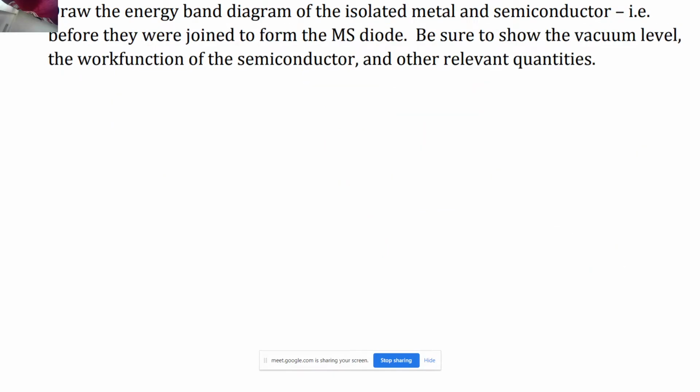So now this question is asking me to draw the energy band diagram of the isolated metal and semiconductor. They are not asking me to combine them. They are asking me to draw the isolated diagram itself, that is, there will be no band bending. This is before the joining. So before they were joined, be sure of how the vacuum level, the work function of the semiconductor and other relevant quantities are drawn, right?